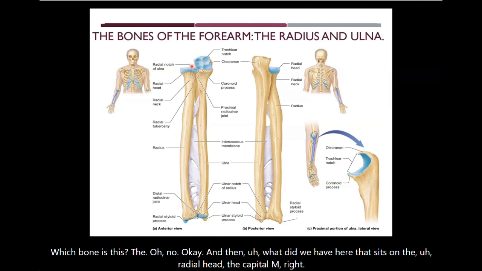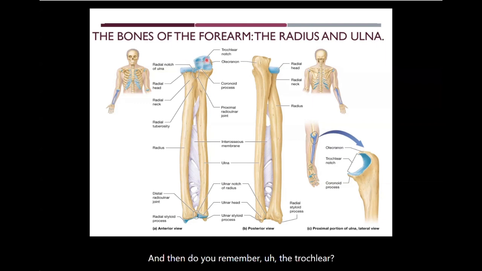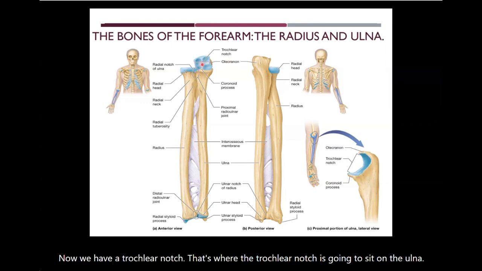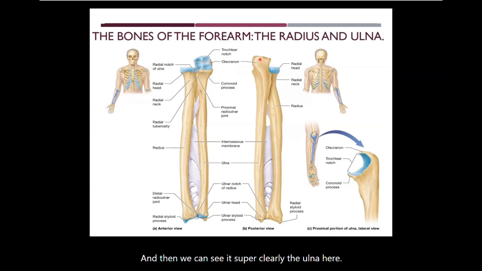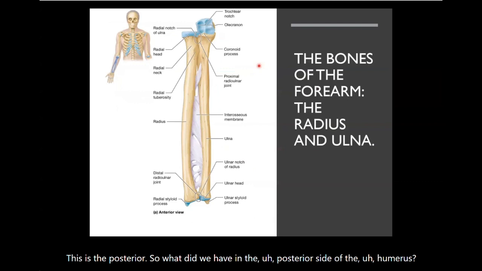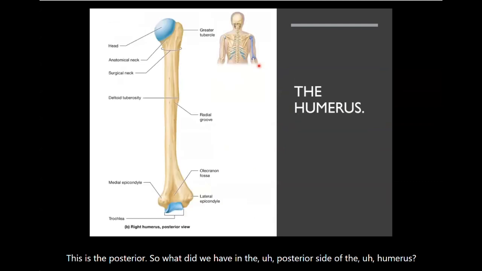And what did we have here that sits on the radial head? The capitulum, right? And do you remember the trochlea? What do we have here? The trochlear notch, right? On this end of the ulna, we have a trochlear notch, and that's where the trochlea sits on the ulna. And do you see this part of the bone, anteriorly? It's called the olecranon, and we can see it super clearly. This part of the ulna is called the olecranon, right? This is the posterior. So what did we have on the posterior side of the humerus?